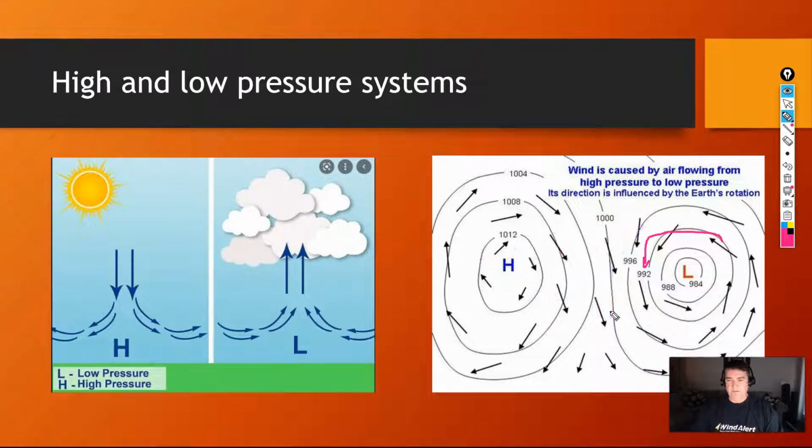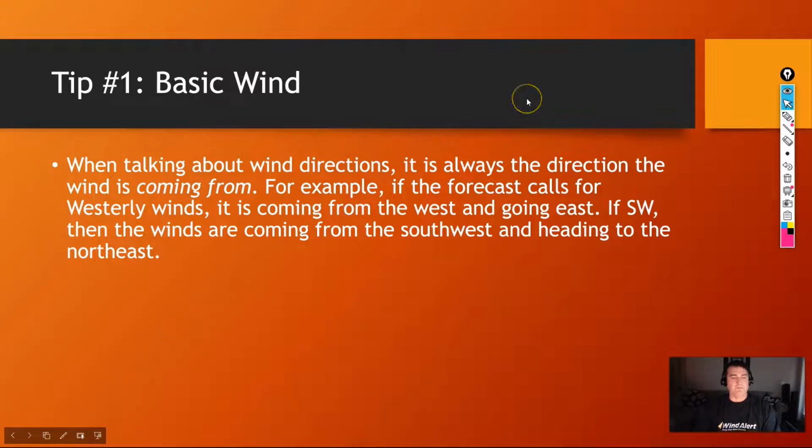And we see that quite a bit in the spring and even in the summertime and into the fall and winter. So it really is more so when we get into those unstable months, such as the spring and the fall. Let's go ahead and talk about tip number one, basic wind.